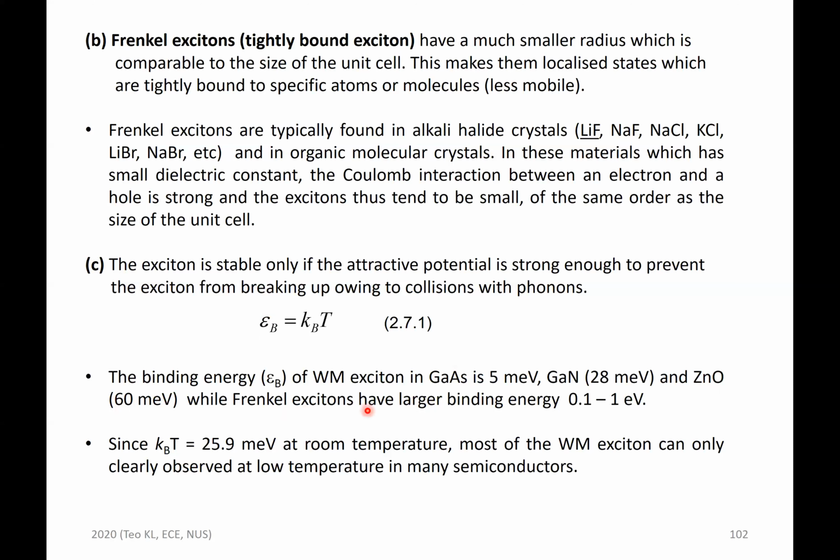For Frenkel excitons, the binding energy is even larger, 0.1 to 1 eV. If you use kT at room temperature of 300 Kelvin, it's about 25.9 meV. Most of the volume excitons, or free excitons, in semiconductors cannot be easily observed. However, if you lower the temperature, then kT will be lower, and you will expect to see excitons at low temperature.